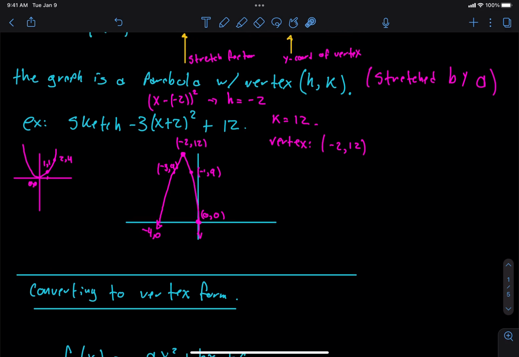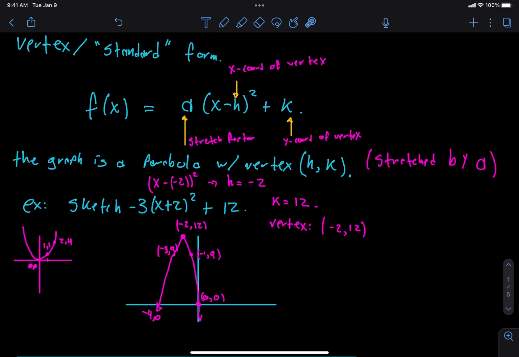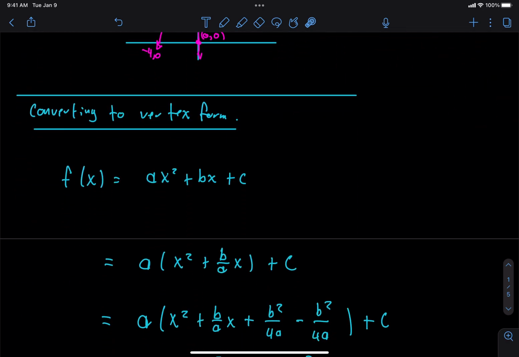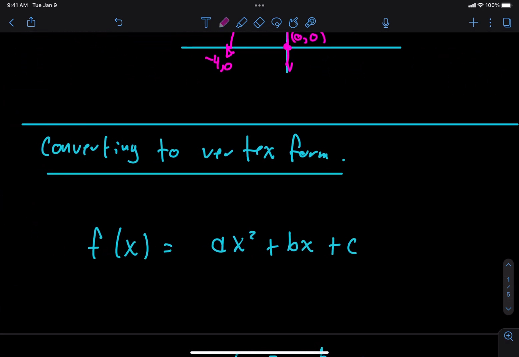So what have we learned? It's not easy, but it's a lot easier to graph a parabola when it's in vertex form. So the next question is, what am I supposed to do if it's not in vertex form? How do I graph it? Can I still graph it? The answer is yes, of course we can. We just need to convert it into vertex form first, and then we'll know how to graph it. So let's see how we do that. We start with something like ax squared plus bx plus c, and we want to turn it into something like a times (x minus h) squared plus k.